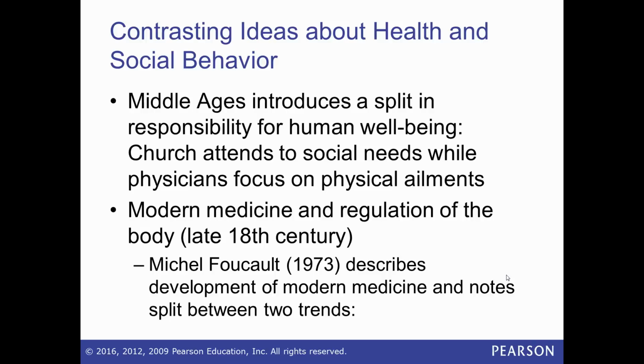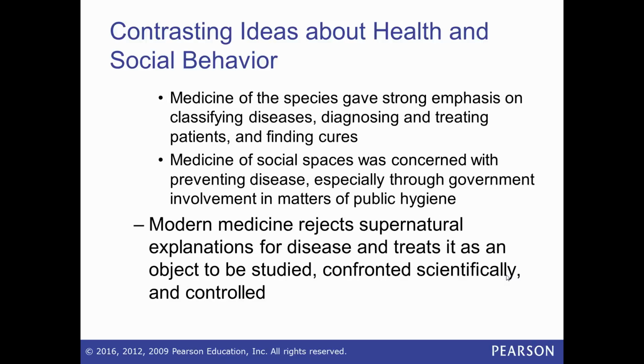Michel Foucault, that's how you say the guy's name, in 1973 wrote a book where he describes the development of modern medicine and notes this split between two trends. The two trends being the medicine of the species, which gave strong emphasis on classifying diseases, diagnosing and treating patients, and finding cures. The other fork of that split is the medicine of social spaces, which was concerned with preventing disease, especially through government involvement in matters of public hygiene.